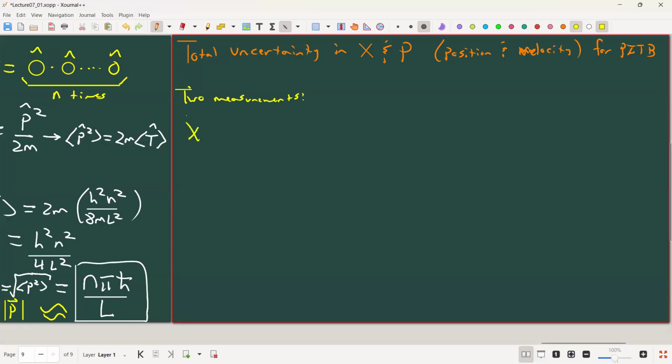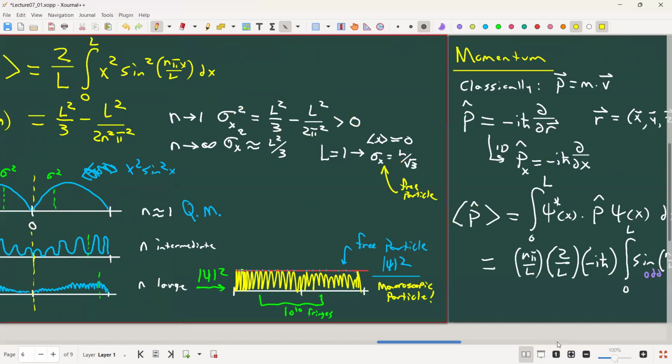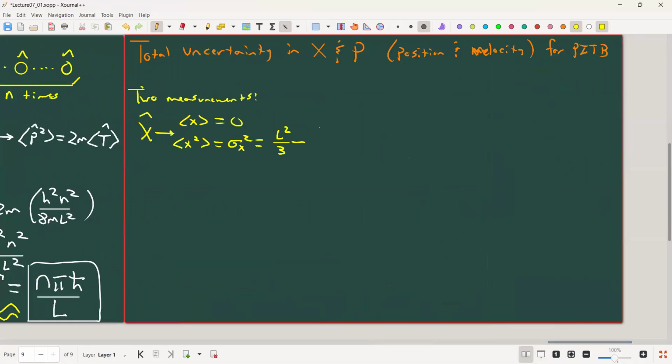We're in lab. We measure X. The average value of X is 0. And the variance of X was L squared over 3 minus L squared over 2n squared pi squared. All right, so that's the measurement we make.